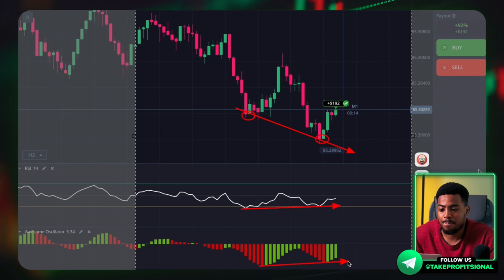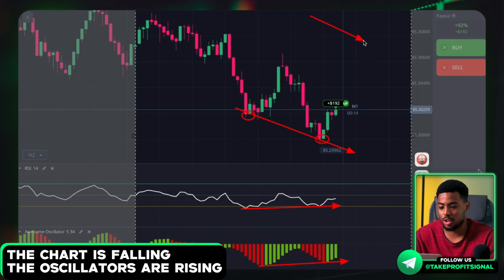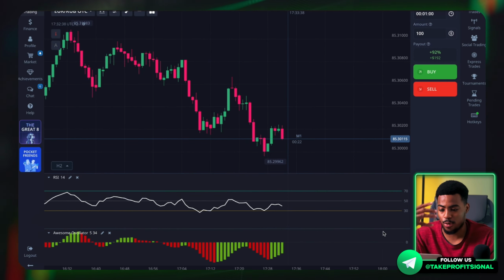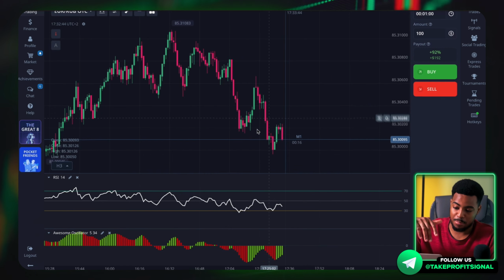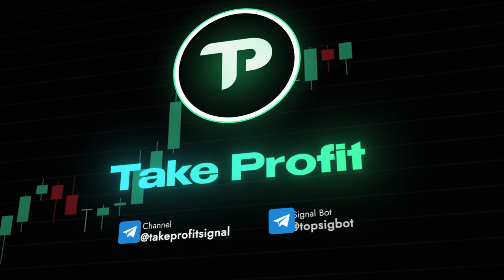the VSIM oscillator is also going up. It turns out that the chart is falling while the oscillators are going up. This is the divergence, as the price will always follow the oscillators. So we open a position on the upside, I mean in the direction where the oscillators are moving.